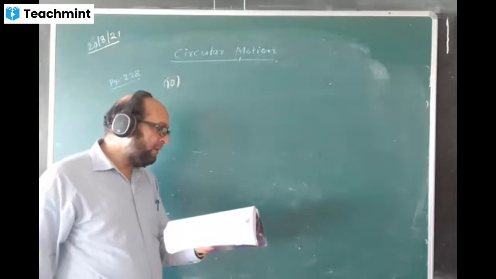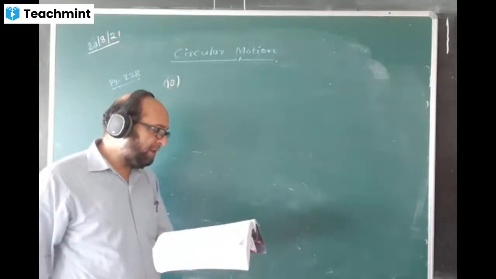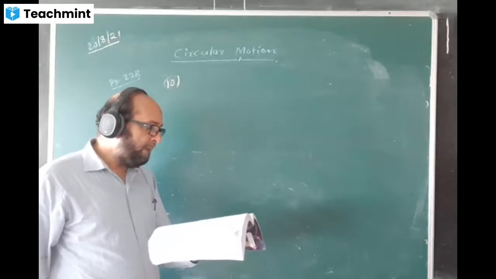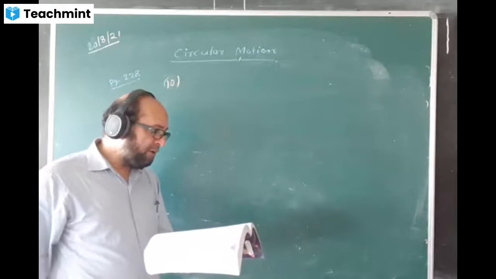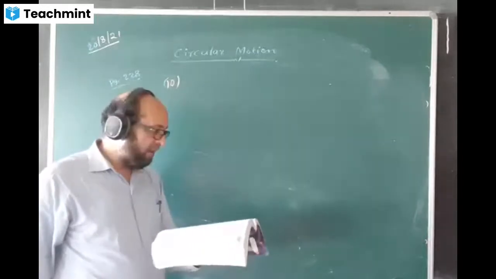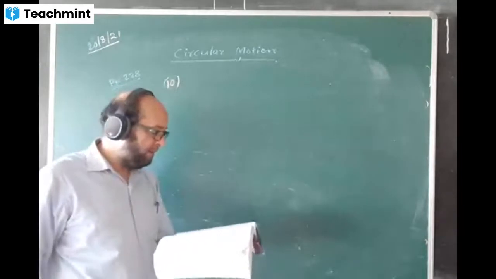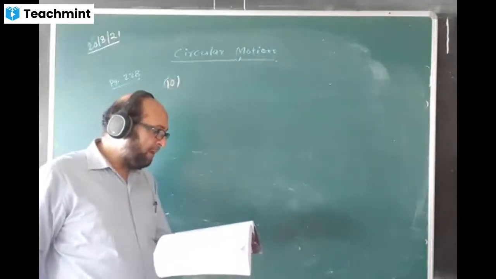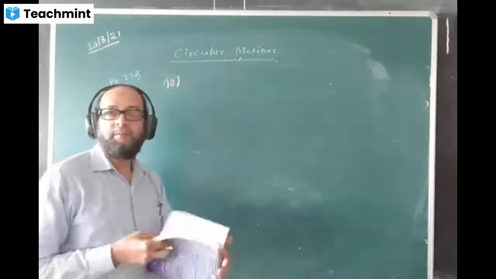A sphere of mass 200 grams is attached to an inextensible string of length 130 centimeters, whose upper end is fixed to the ceiling. The sphere is made to describe a horizontal circle of radius 50 centimeters. Calculate the time period of revolution. What is the tension in the string? Two things you have to do.